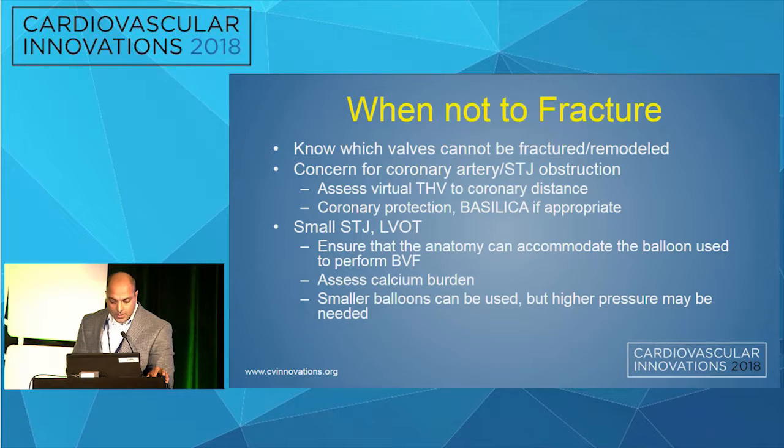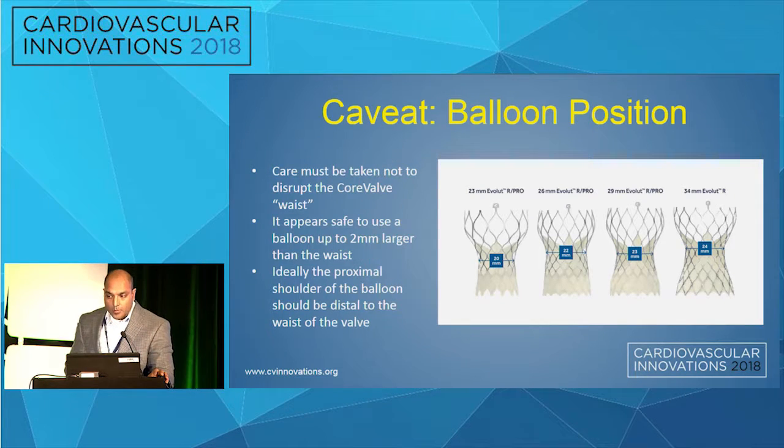Ensure that the anatomy can accommodate the balloon that is going to be used. Assess the size of the STJ and the LVOT. Smaller balloons can be used, but the smaller you go with the balloon, the higher the pressure that may be needed to fracture the valve. Balloon position.